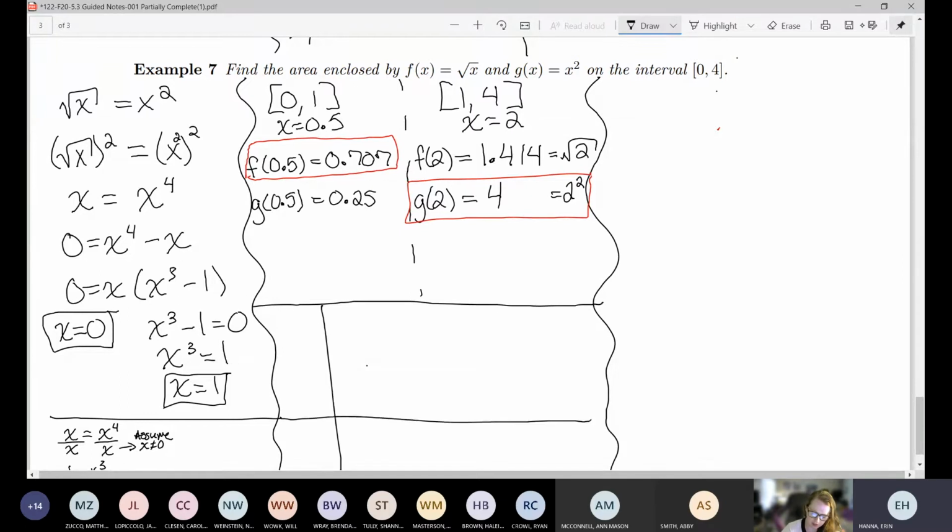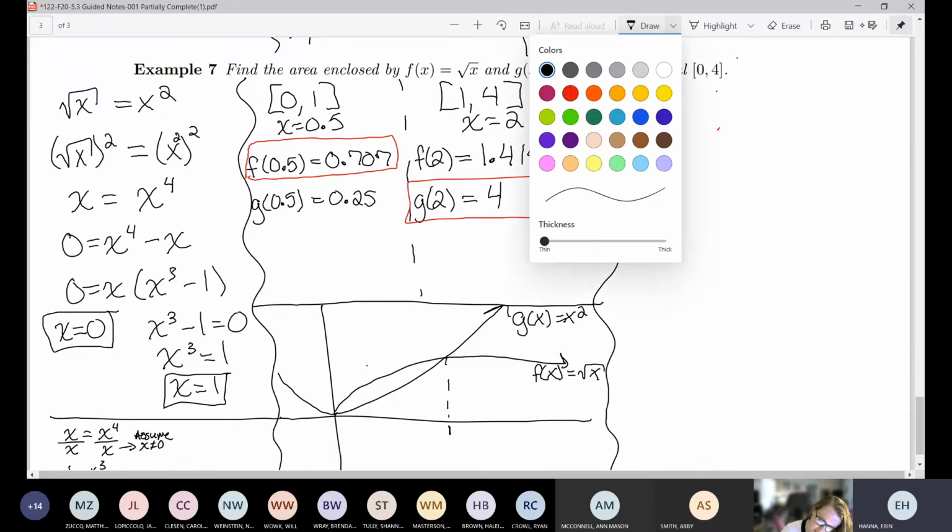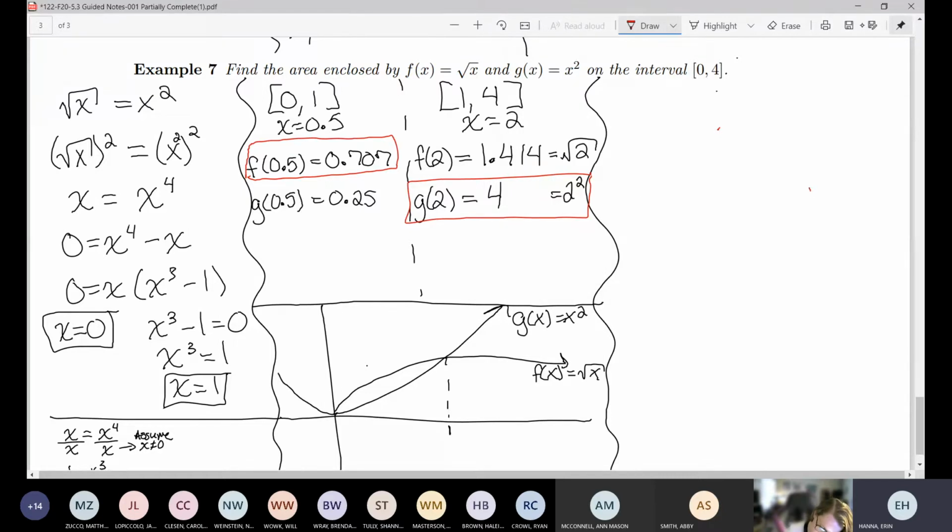If we were to do this graphically, we have x squared looking like this, and the square root of x looking like this. Essentially they intersect at 1. So which one's on top of the other? Well, between 0 and 1, the square root is on top, but then x squared is on top for the rest, which is exactly what we just found algebraically.